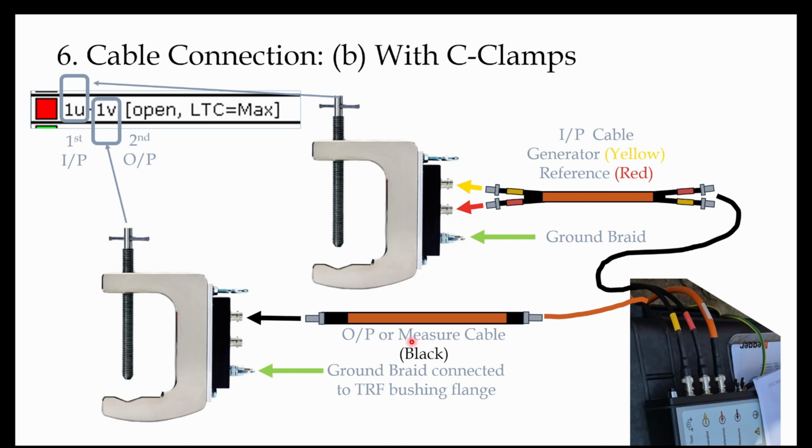Similarly, the output or the measurement cable, one end is connected with the Frax instrument and the other is connected with the big C clamp. The C clamp where the input cable is connected will be connected with the 1U, and the C clamp where the measurement cable is connected will be connected with the 1V. Also we have space here for the ground braid connection. We will see that further down the line.